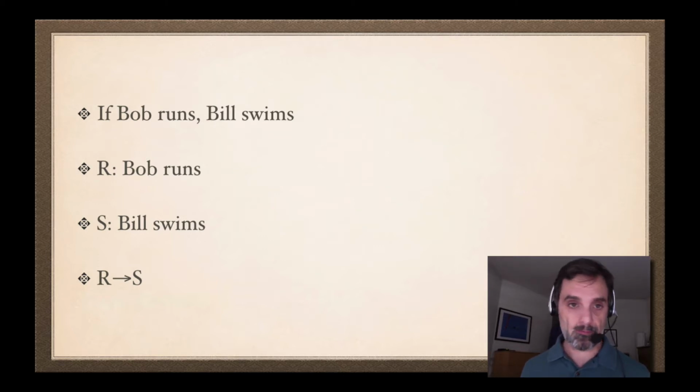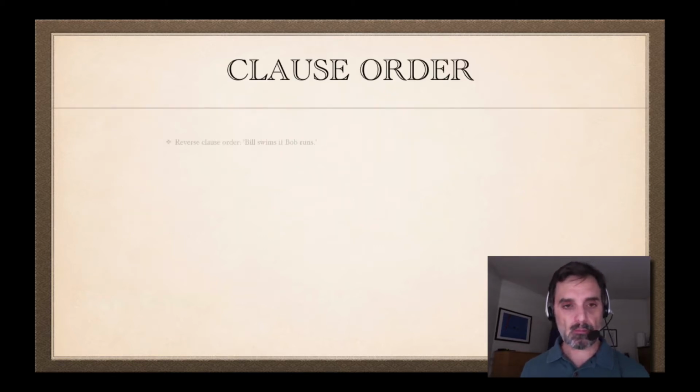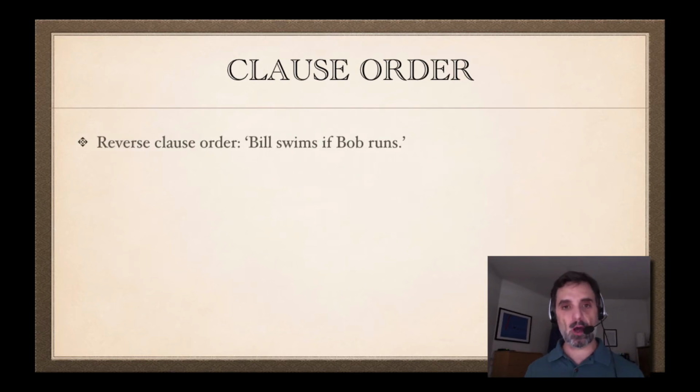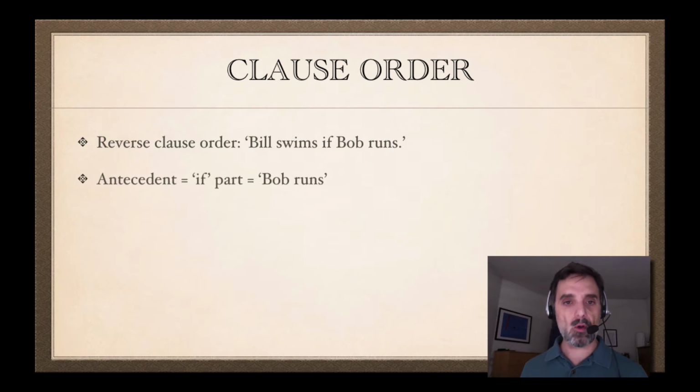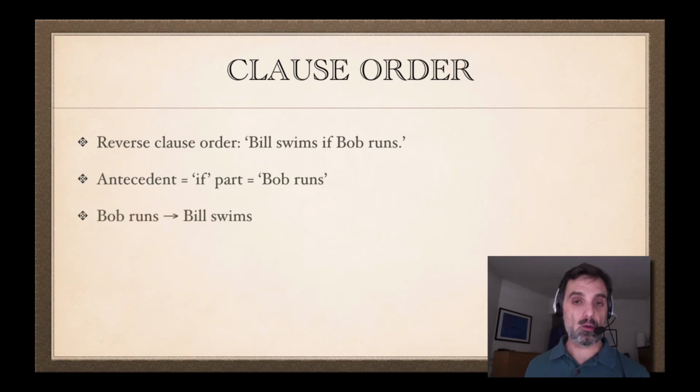Okay, good. Now, think about this sentence. Bill swims if Bob runs. Well, okay, the antecedent is the if part, no matter what. And what is the if part of this sentence? It's Bob runs. And so the antecedent of this sentence is Bob runs. So when we turn this into this sort of hybrid of English and logical language, we have Bob runs, arrow, Bill swims. And that's R, arrow, S.